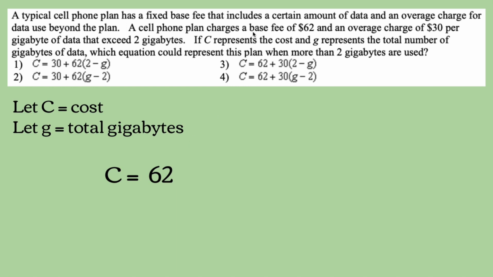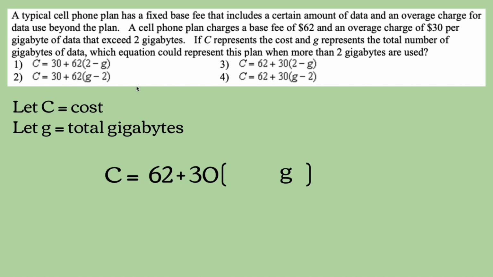Now we're going to go to our base fee of $62. So what this means is that the $62 have to be here. This is a constant, which means that no matter how many gigabytes a person takes, they'll always have to pay $62. So this will just stay here. Next, we have our overage charge of $30 per gigabyte of data that exceeds 2 gigabytes. We're going to get to the 2 gigabytes part later, but first let's focus on the overage charge of $30 per gigabyte. So since it says per gigabyte, we know that the $30 is going to be multiplied by some sort of variable. In this case, it'll be G. So we're going to add this to our 62.